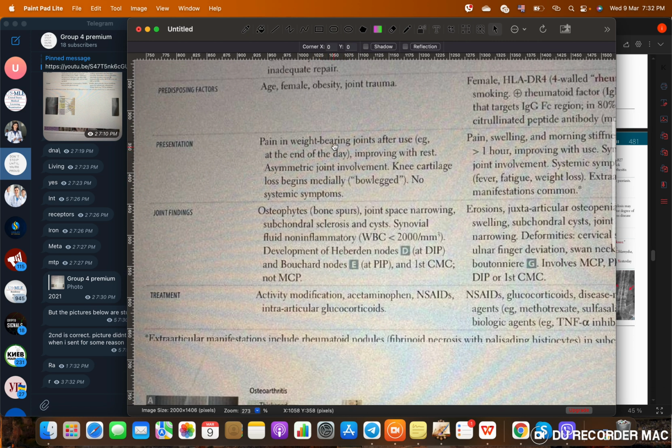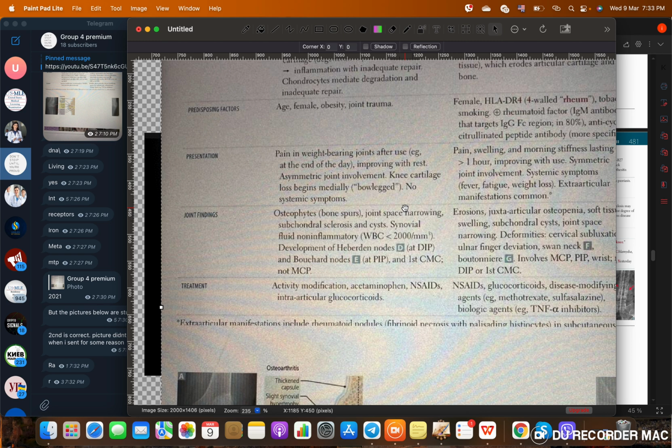So the pain is in the weight-bearing joint after use. After use means at the end of the day. It's that lady who tells you, oh son, I cannot sleep from the pain of my knee or my back or my leg, right? Do not mistake that for plantar fasciitis. In plantar fasciitis, the pain is early in the morning. So they write, it improves with rest. Asymmetric joint involvement and knee cartilage loss begins medially. So they will be bow-legged as well, but no systemic symptoms. Why? Because it's a degenerative disease. It's not an actual inflammatory disease.